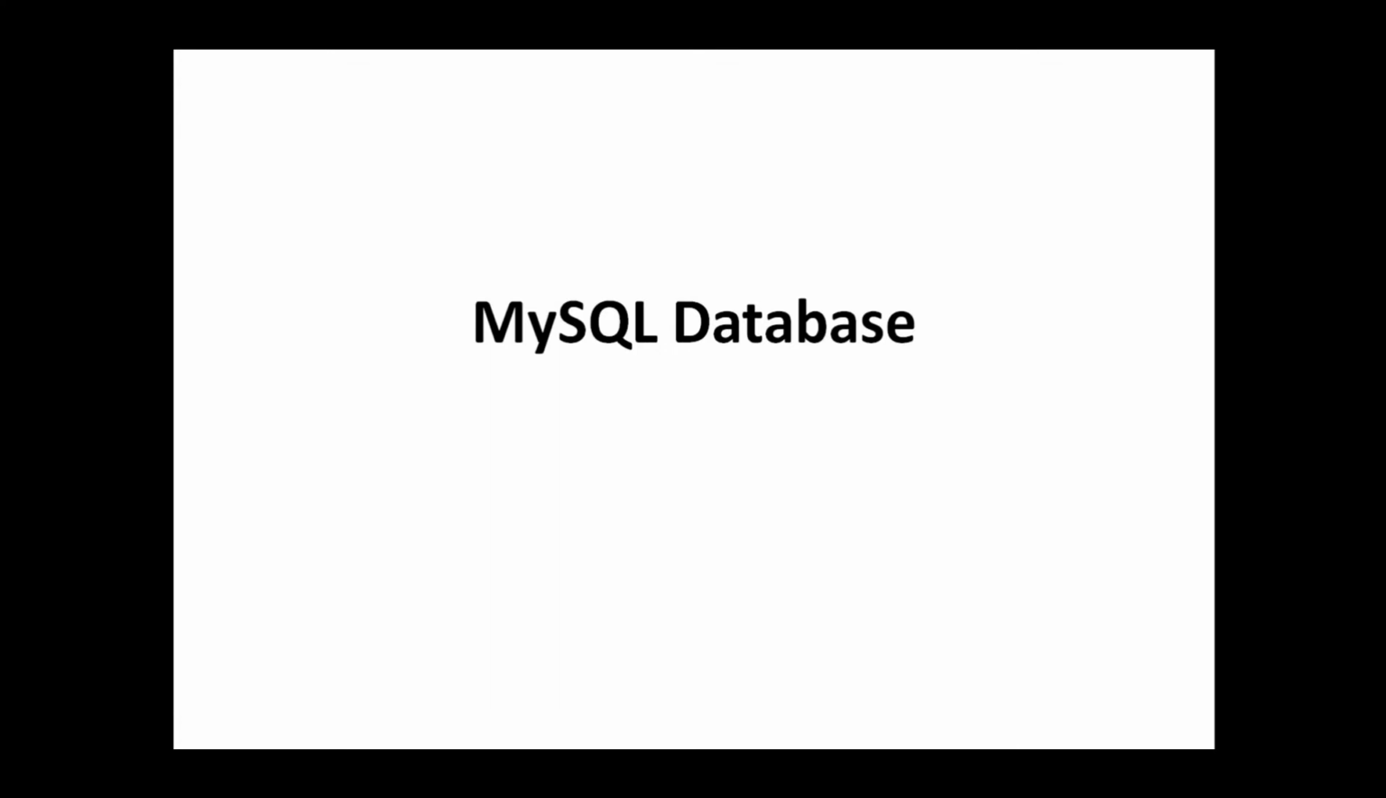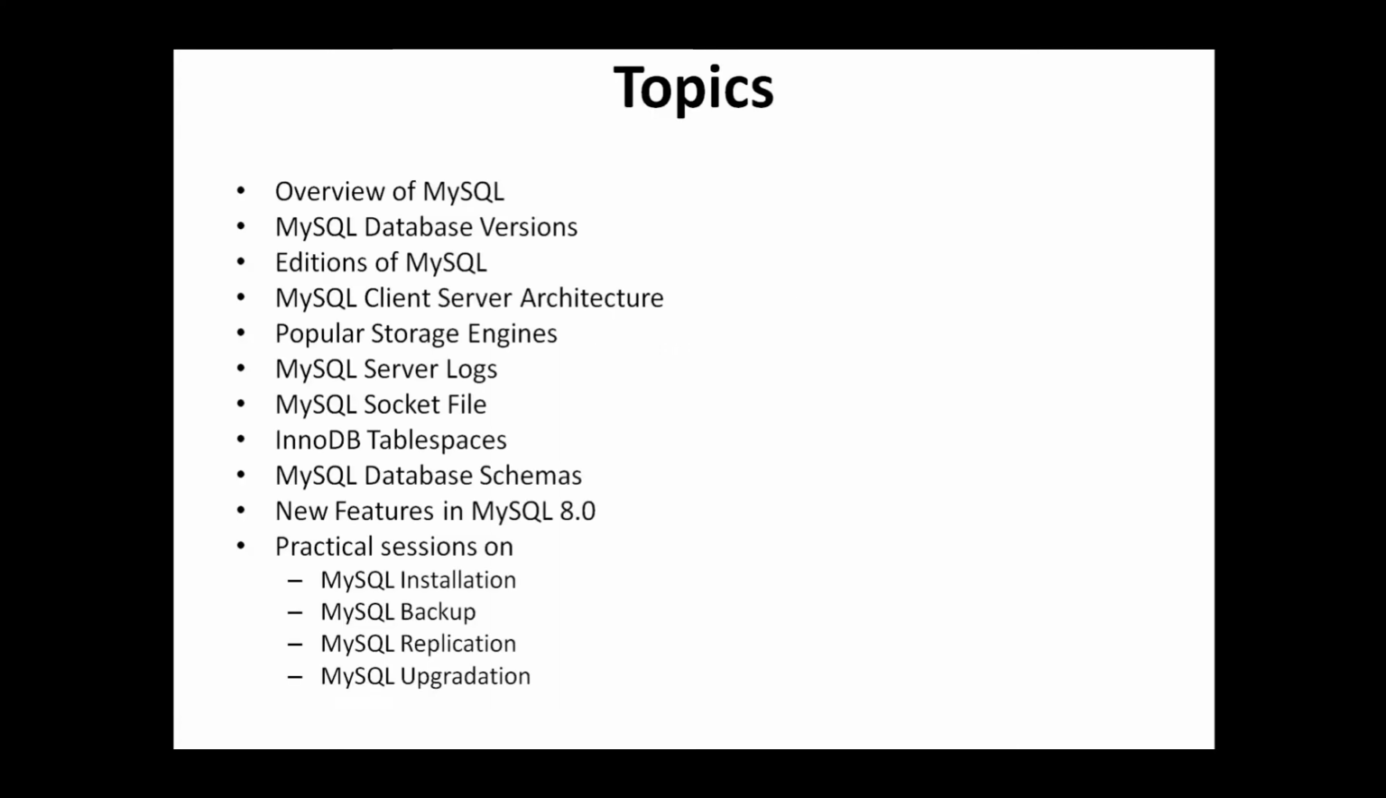So what all things have we seen till now? We have seen the MySQL architecture, the overview of MySQL, why MySQL is so much preferred, and the popular storage engines of MySQL. The server logs like the binary logs, the relay logs, and the general logs, we have seen. The InnoDB tablespaces, the default MySQL database schemas, and some new features introduced in MySQL 8, along with the deprecated and removed parameters.